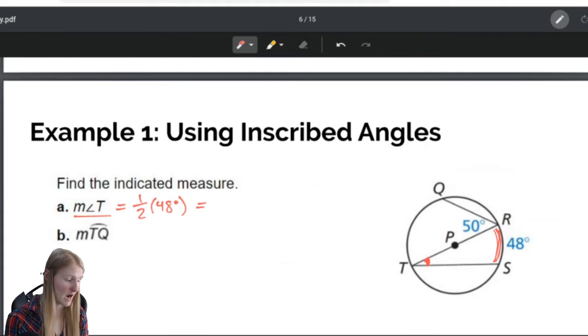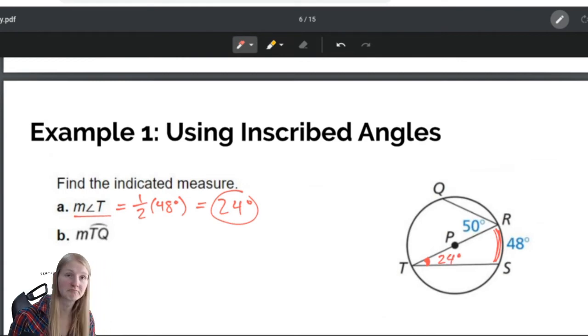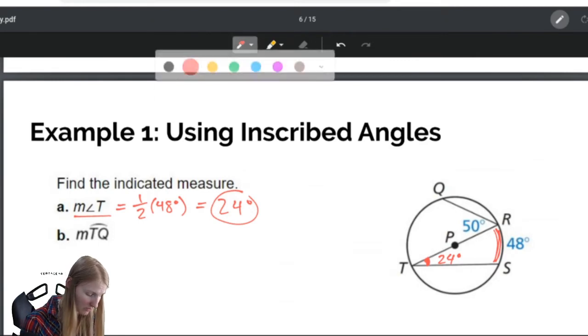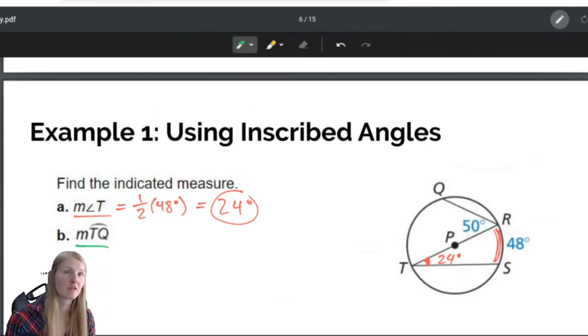Yep. Half of 48, you probably don't even need a calculator for that. Half of 48 is 24 degrees. So the measure of angle T is 24 degrees. There you go. Now we also want to find, let's switch colors again, the measure of the arc TQ.